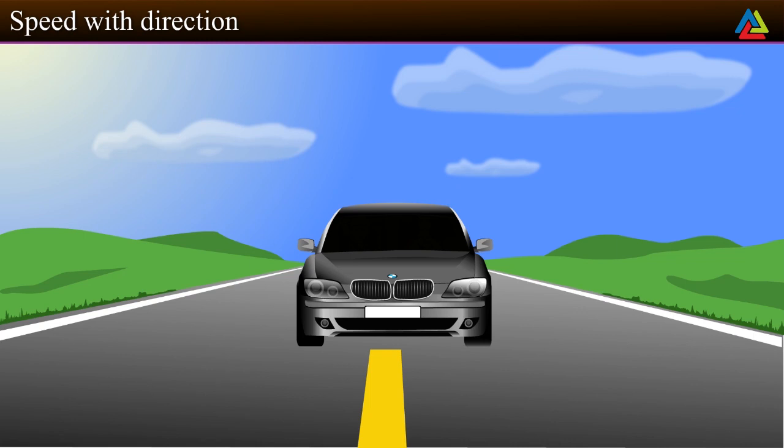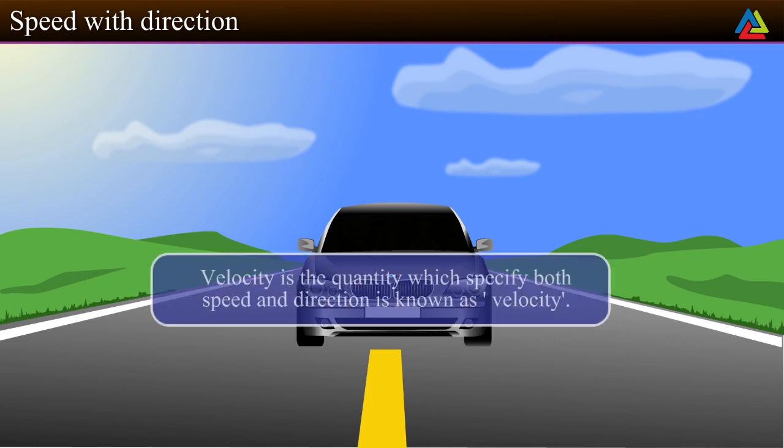Any object like a car or any vehicle moves in any direction. Then direction of motion can be specified with its speed. Actually, the quantity which specifies both speed and direction is known as velocity. Velocity is the speed of an object moving in a definite direction, and it depends on speed and direction both.